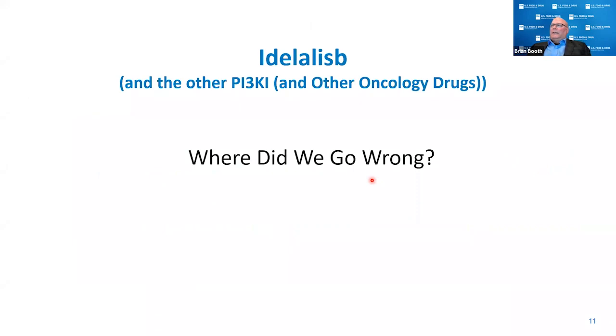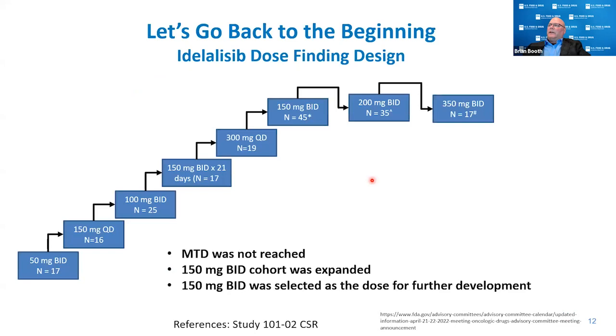Well, at the end of this, we're sort of sitting here scratching our heads, asking ourselves, where did we go wrong with this, right? We'd seem to do everything well, and we had good early indications. Well, let's go back and look at the beginning. What did they do at the beginning of drug development? How did they select this dose?